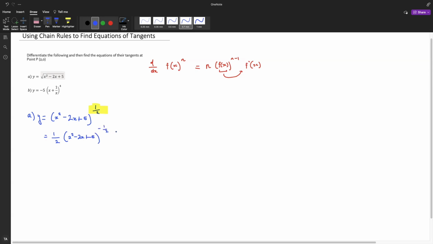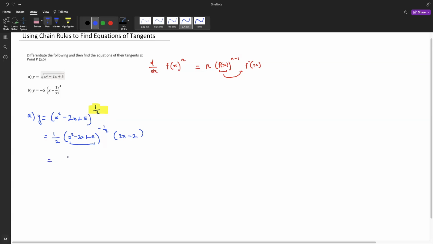And we have to multiply that by the derivative of this actual function that's inside. So the derivative of x squared is just 2x. The derivative of 2x is just 2, and plus 5 is a constant, so that just becomes 0. Now we don't want negative indices in our answer, so we're going to rewrite this again into surd form.